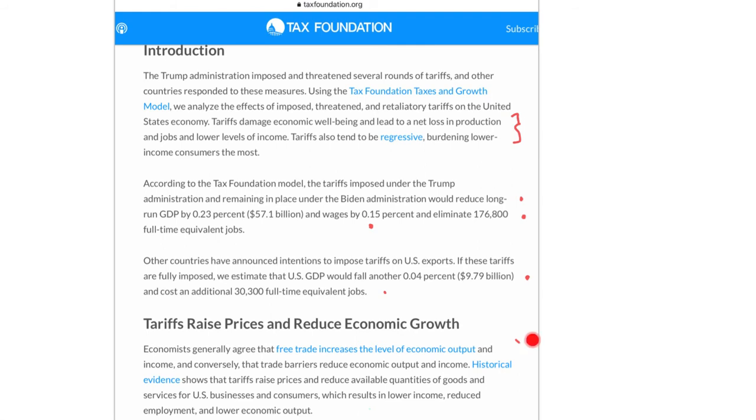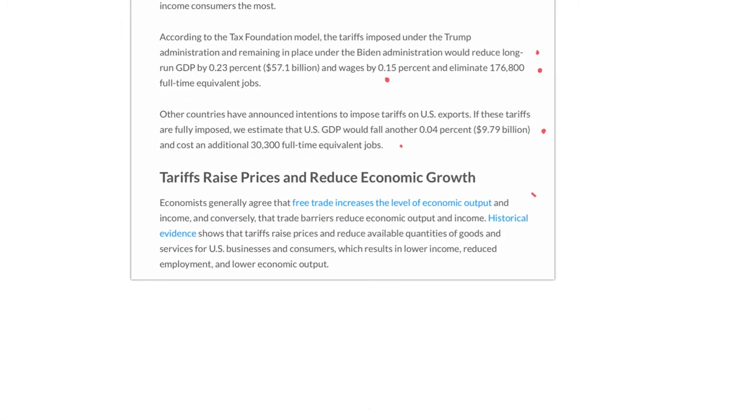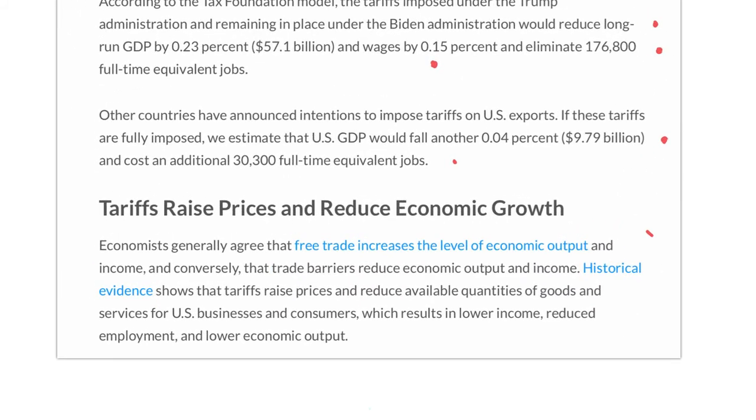So their basic conclusion is free trade increases the level of economic output and income. That's what we generally agree. But conversely, trade barriers reduce economic output and income. Historical evidence shows that tariffs raise prices, reduce quantities of goods and services for US businesses and consumers, lower income, lower employment, and lower economic output. So this final paragraph there is a good summary of what, let's say, the Tax Foundation has actually concluded.